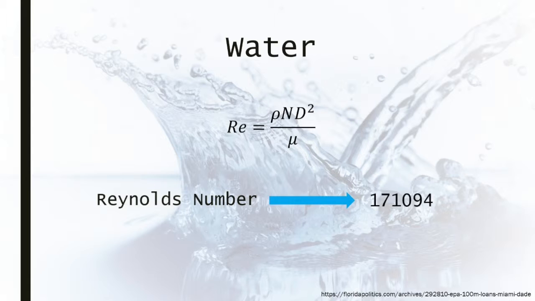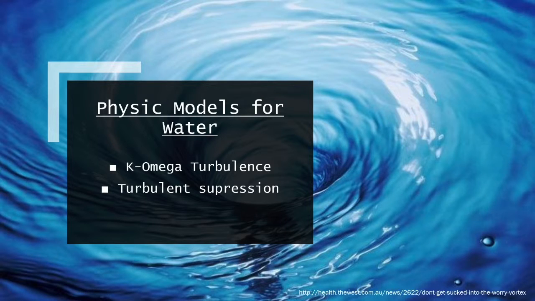The Reynolds number obtained for water was 1,794, which means it is a turbulent flow. Therefore, the following physics models were used: the K-omega turbulence and the turbulent suppression models.